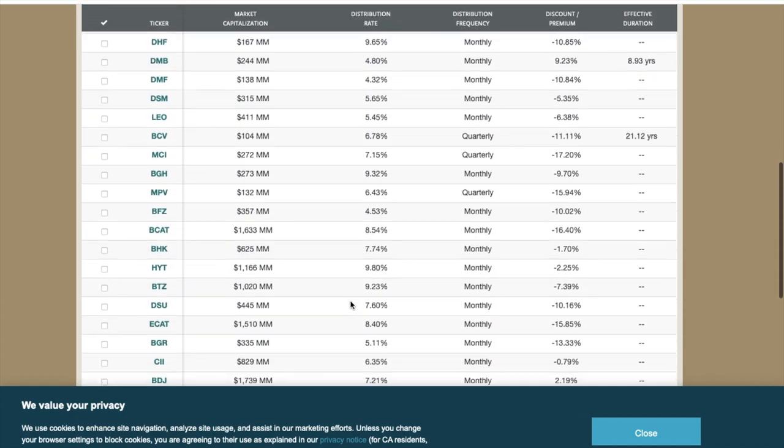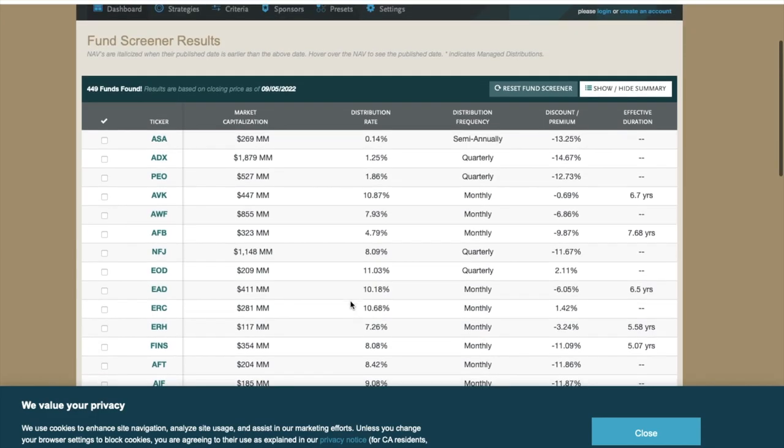If you go down here, you'll see what it includes, which is pretty cool. It shows the tickers, so this acts just like a stock. If you just entered AWF, you could buy this fund. I'm going to take you through in a little more detail how to look at the fund, but right now I just want to show you how to use this screener.